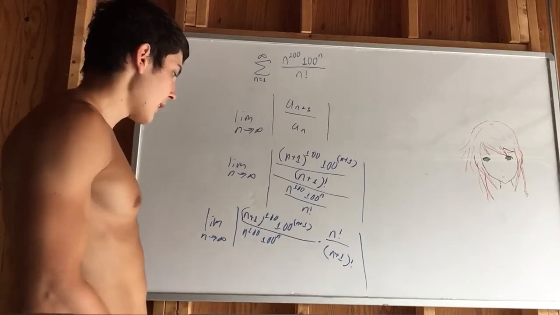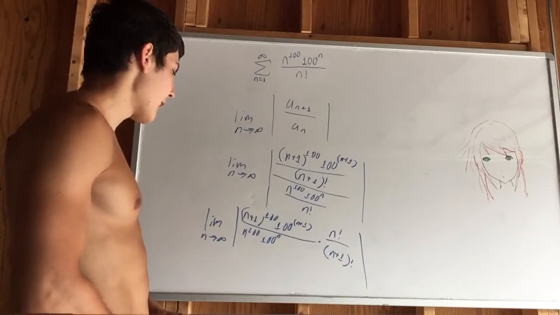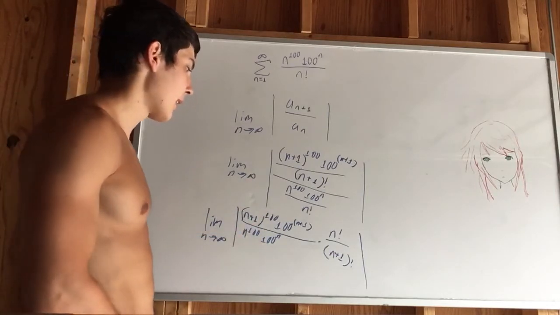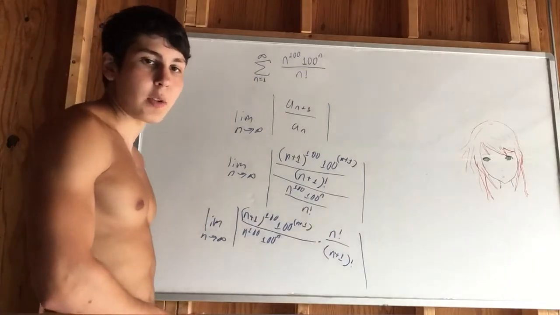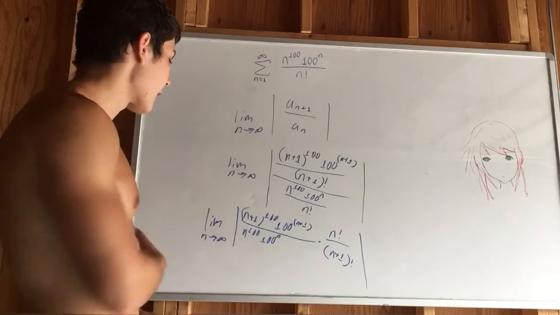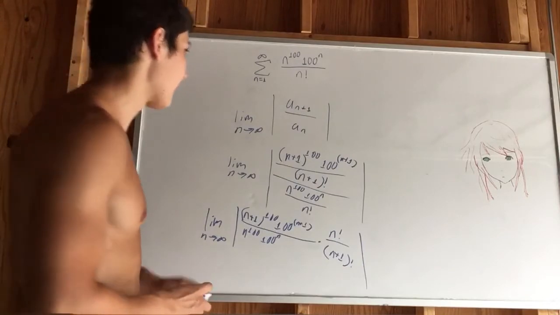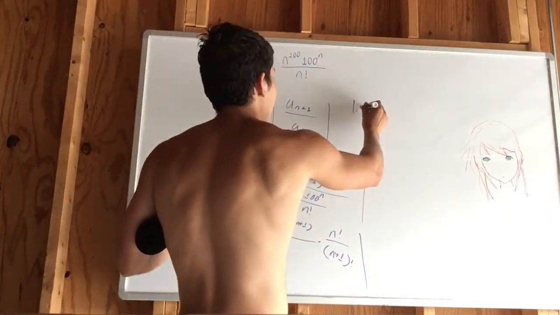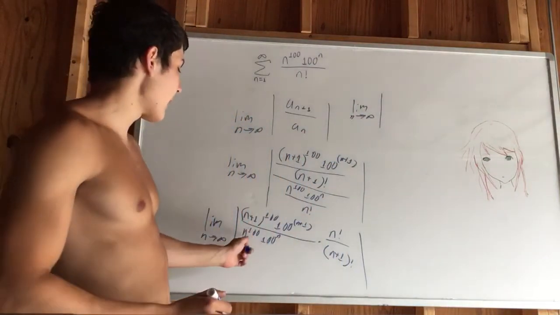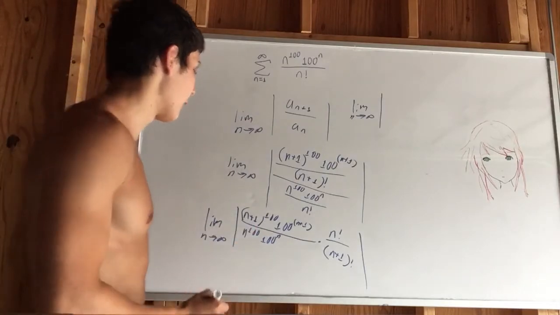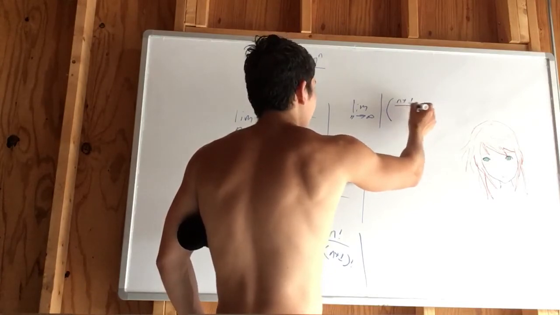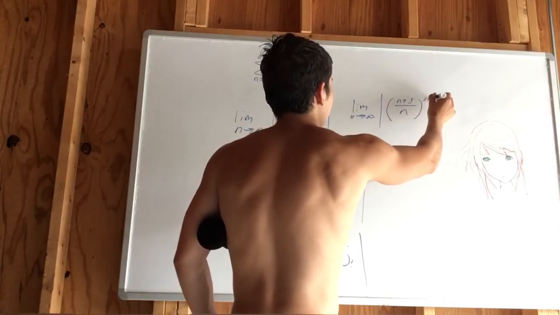Okay, so now we can see that we have certain things which are to the power of n, certain things which are to the power of 100, and we have stuff that's going to cancel out because of the n factorial. So what I would do first is group everything that looks alike together. So let's group it. Limit as n approaches infinity of the absolute value. Okay, we have something to the power of 100 and something to the power of 100. So we could have n plus 1 over n all to the power of 100.